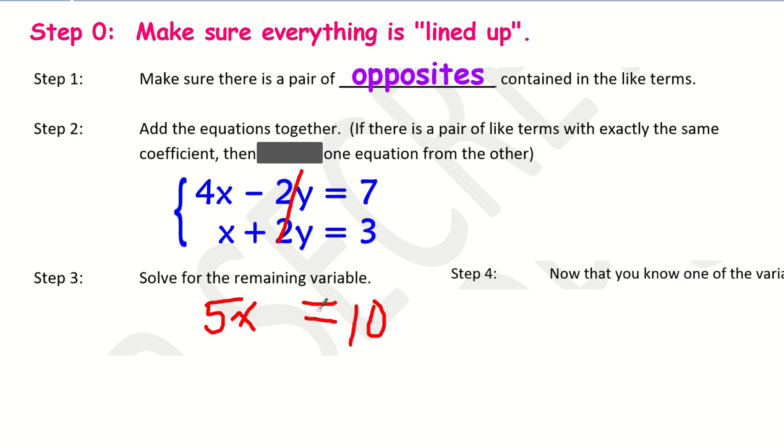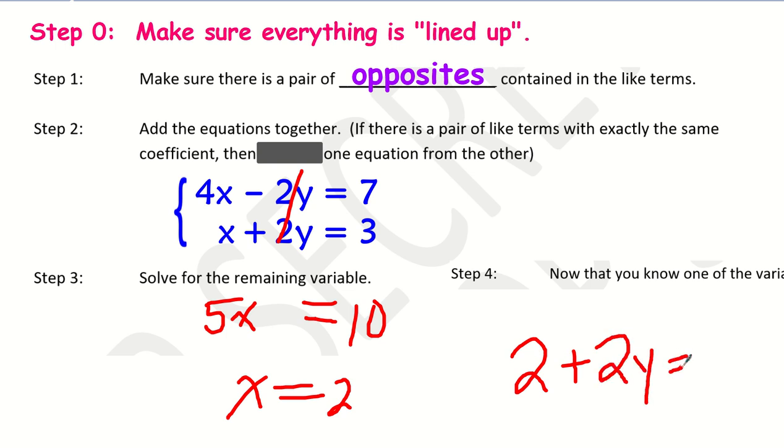And now you have a super quick equation to solve for x. And so x would equal 2 here. Okay? And then just like always with these systems, once you know what one of the variables is, you can plug that into one of the equations and solve for the other variable. So here, for example, we could plug it into here. This equation says x plus 2y equals 3. Well, now we know that x is 2. So 2 plus 2y equals 3. And now you can subtract the 2 over to the other side and then divide by 2 and know what y is.